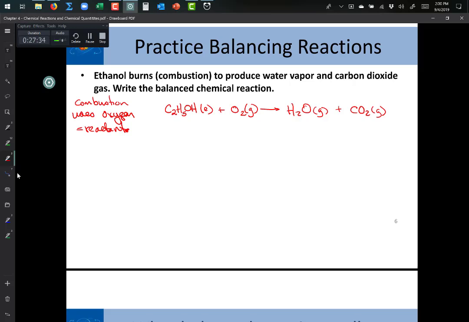Okay, so we have to balance this. What are you going to start with? Which substance do you start with? Yeah, most complicated. So that looks like this, right? Yeah. All right. So that's where we're starting. Go ahead and work from there.